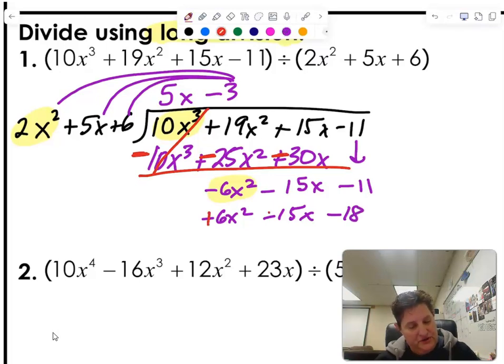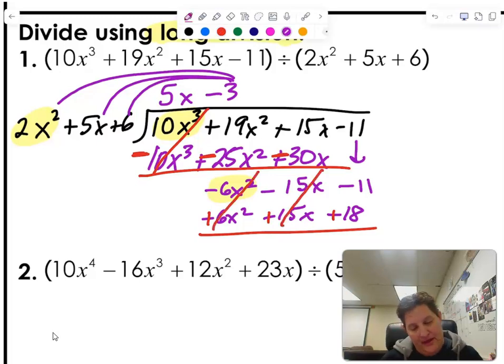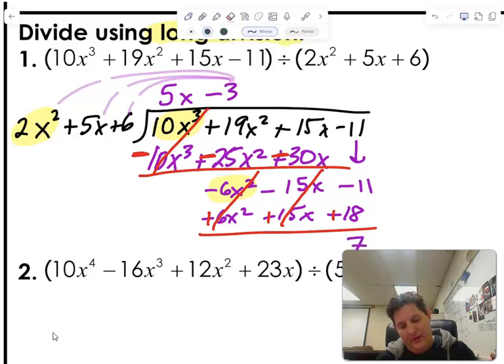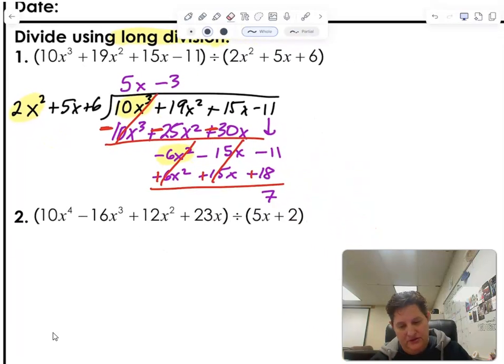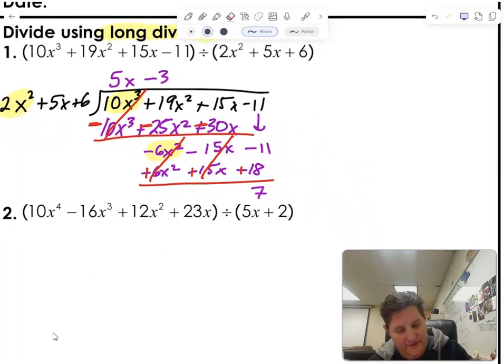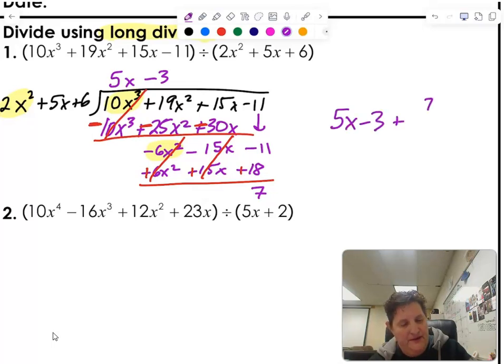When I switch the signs of each of those, actually those 2 both cancel out, and I just get a remainder of 7. Okay? So here's how you write your answer. You take what's on the top, all right, 5x minus 3, and then you put the remainder over the thing that you were dividing by. Because there's 7 of those left. 7 of 2x squared plus 5x plus 6.